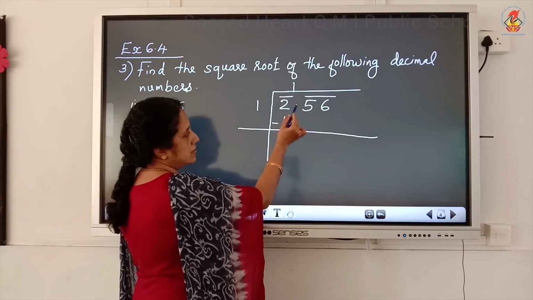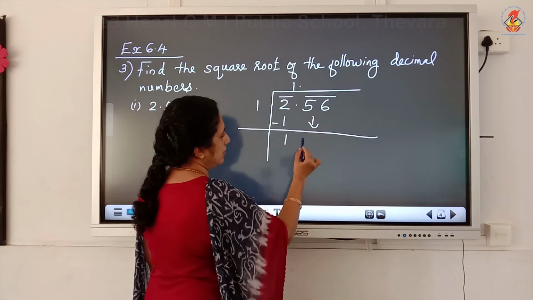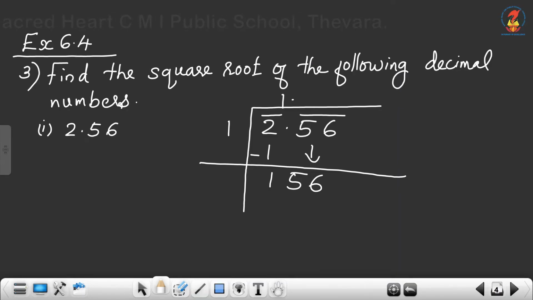Now, we have the decimal point. Put the decimal point in the quotient. Bring the next pair down, 56. So 156 is the new dividend. Double the divisor. So double of 1 is 2. Now you have to put a blank on its right. Now find out a digit in order to fill the blank. So here you have to get 156. Therefore we can write here 2.